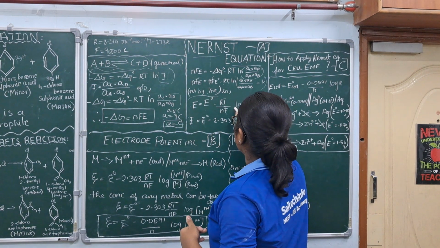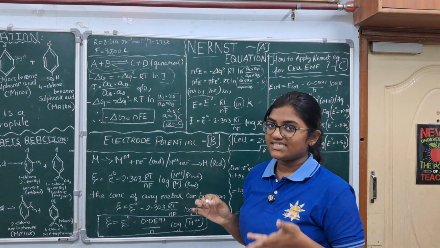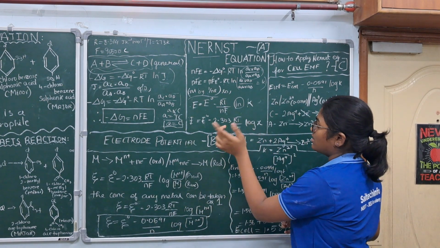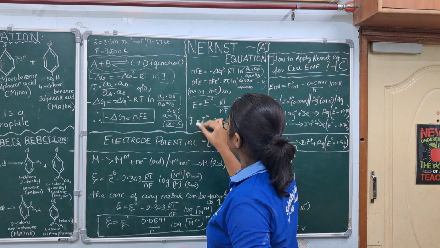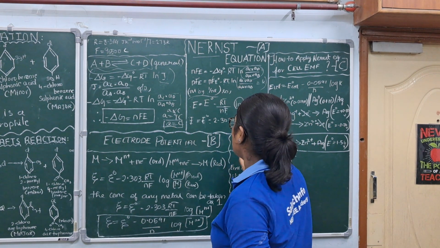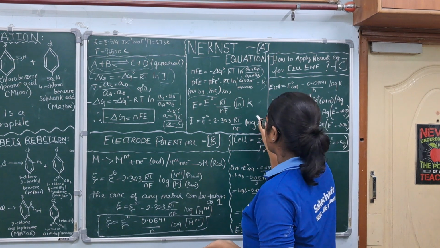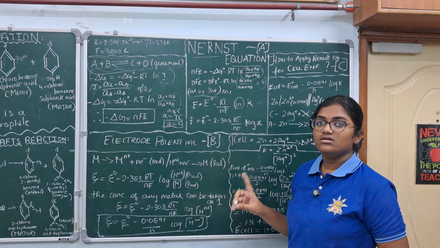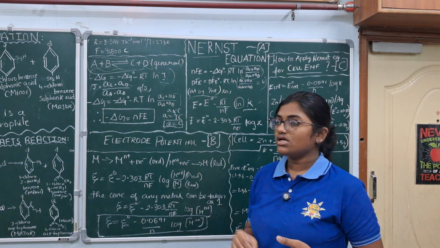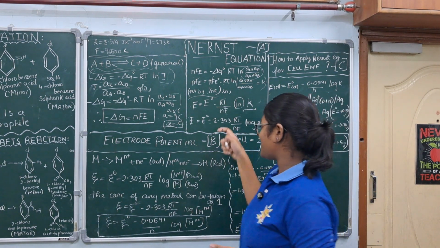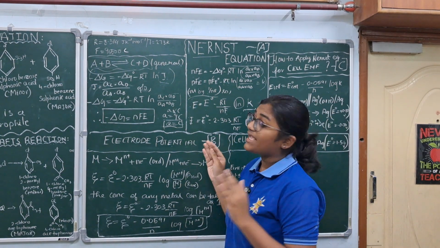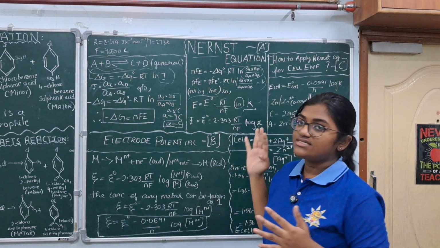Now we need to convert this natural log, that is base e, into log to the base 10. So E is equal to E naught minus 2.303 RT by nF log K. To convert the log to the base e into log to the base 10, you have to introduce the factor 2.303. So now the basic Nernst equation is done.